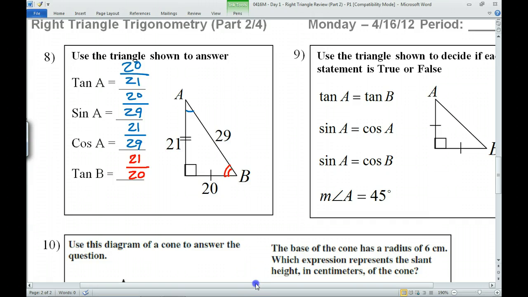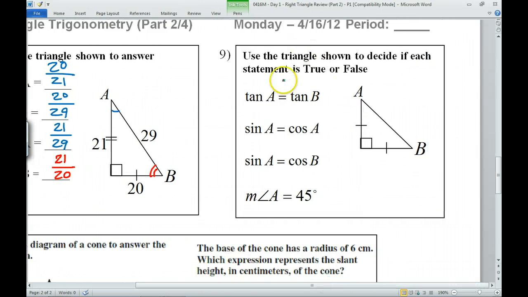Let's look at number 9. We're supposed to determine if these are true or false. Well, for problems like this, it's helpful to label these with x's and y's. So I'm going to call this side x, I'm going to call this side y, and I'll call this h for hypotenuse. Let's see, does tangent A equal tangent B? Oh, you know what? Hold on. I shouldn't have marked these different. I put x and y. Why should I mark these using the same variable?